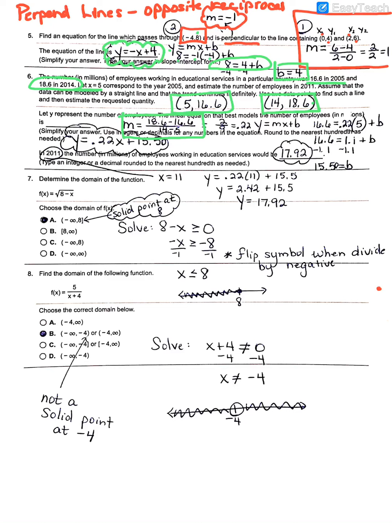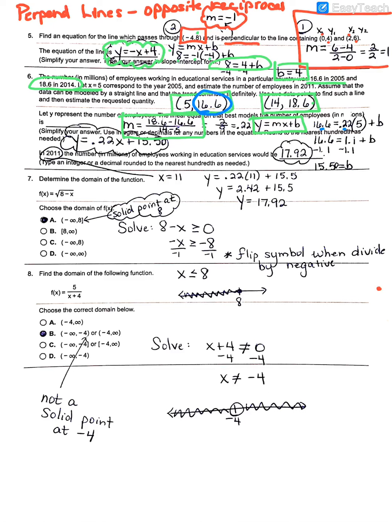And again, once you have your slope, that's when you come in to the equation y equals mx plus b, plug in one of your points. So I happen to, in this case, decide that I was going to plug in the 16.6 for my y.